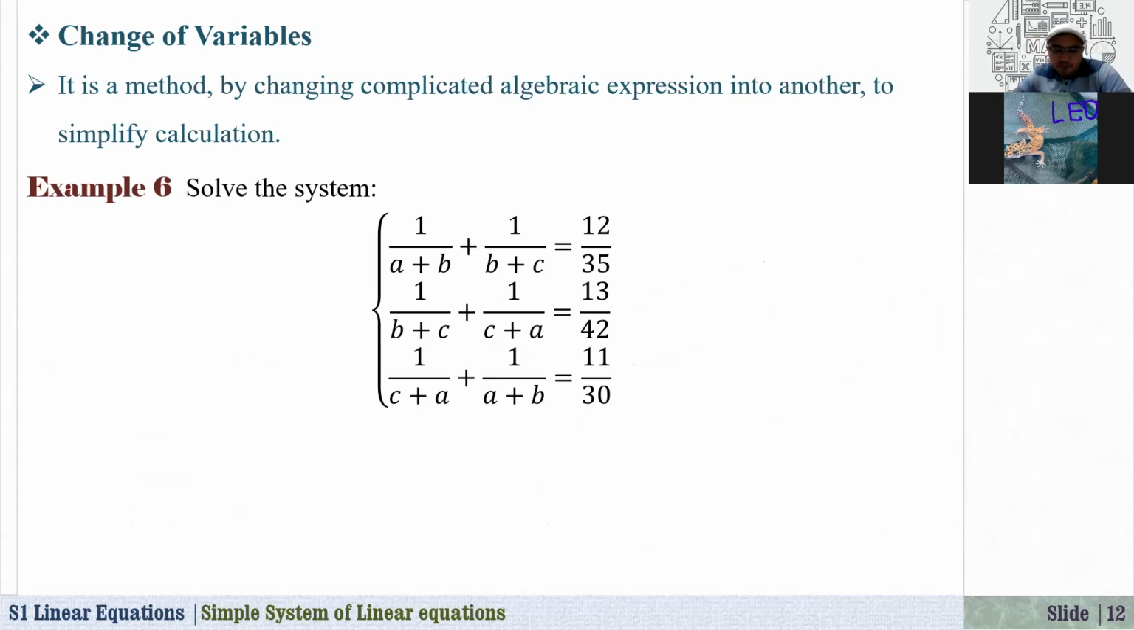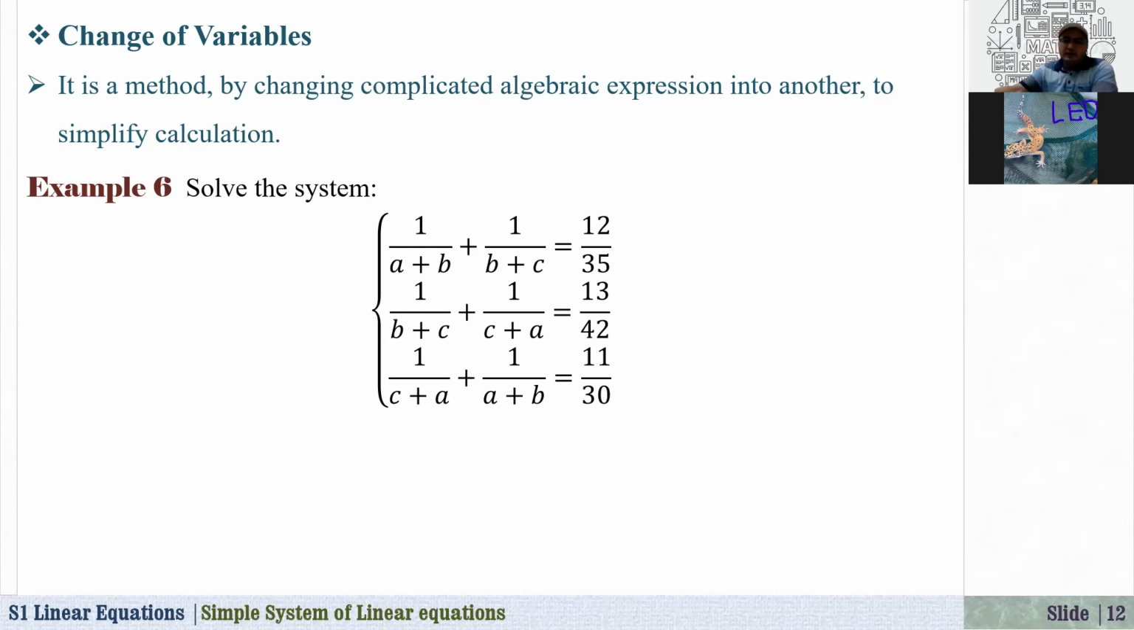Okay. Another problem, a little bit different, but still we are going to use the same idea. So change of variables, or sometimes we just use this, using an auxiliary variable. It's a method of changing a complicated algebraic expression into another to simplify calculation. That's also a very commonly used method. So we have to introduce a new variable or new parameter.